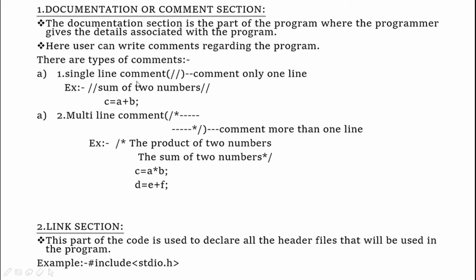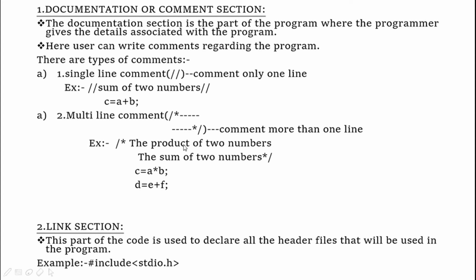There are two types of comments in this: single line comment and multi-line comment. A single line comment is used to comment one line, whereas a multi-line comment is used to comment more than one line. Here is the example. Like this, this is a single line comment. You need to give a double slash. This is the sum of two numbers. This is the code, and these two numbers will be stored in C. Multi-line comments will be declared like this: the product of two numbers, the sum of two numbers, and you write the code here.